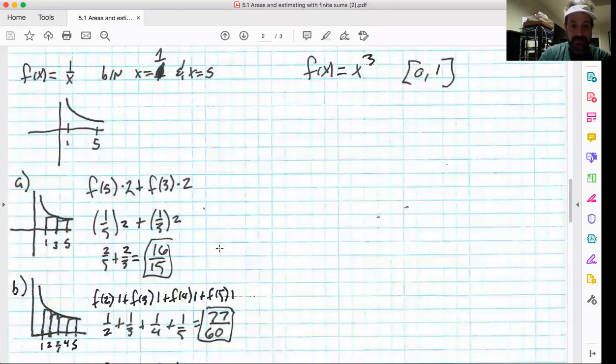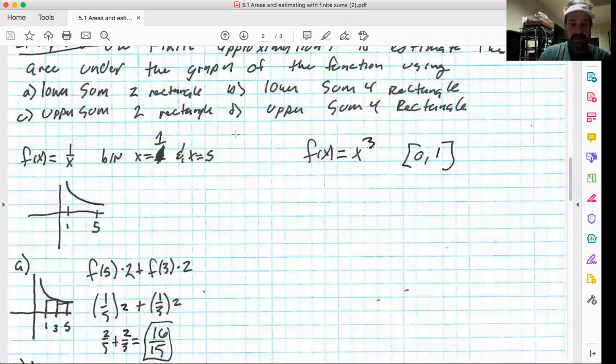Okay. Now, C and D, we're basically doing the same thing, but we have an upper sum using 2 rectangles. So 2 rectangles, distance between 1 and 5. 5 minus 1 is 4 divided by 2. Our delta x is going to be 2 for C. And for D, our distance is 4 divided by 4. Our delta x is going to be 1.